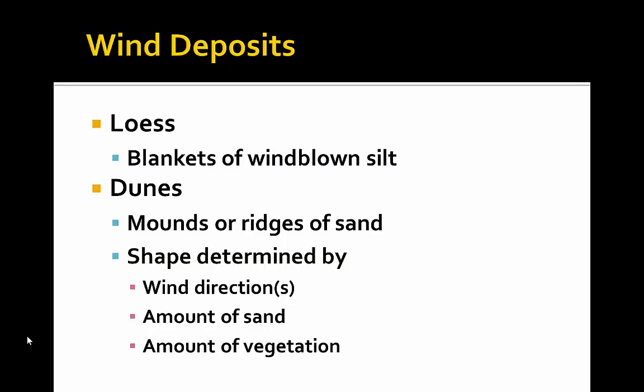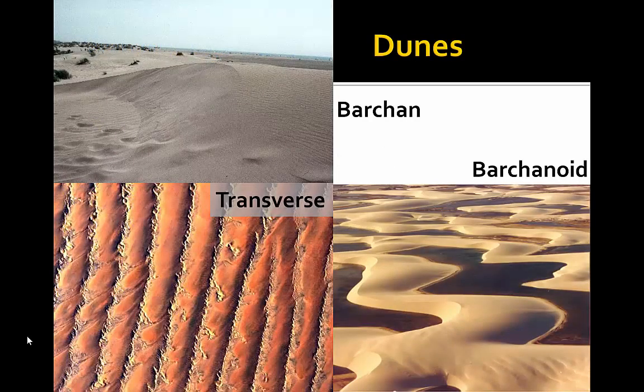When sand is being blown into piles, it's called dunes. And the type of dune will be determined based on the number of wind directions, the amount of sand, and whether or not there's any vegetation. There are three types of dunes shown on this slide. They're similar in that they all form with wind in one direction, and in none of these cases is there any significant amount of vegetation. The difference is just about the amount of sand that's present.